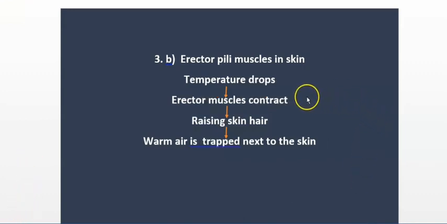When the internal body temperature drops, the erector muscles contract to raise the skin hair, so warm air is trapped next to the skin. This will keep the body heat. So this is how the erector pili in the skin maintain our body temperature.